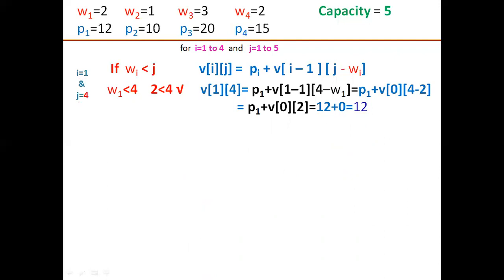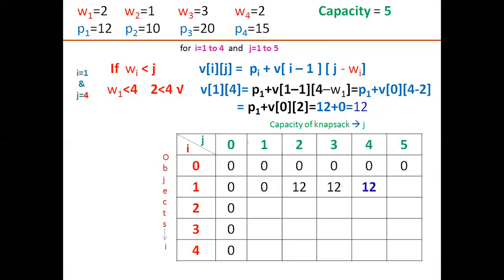So now we will go for i equal to 1, j equal to 4, capacity 4. So weight is 2, capacity is 4, 2 is less than 4. Then my current profit is Pi plus, in the previous row, column j minus Wi. So j minus Wi here is 4 minus 2, which is 2. So it is P1 plus V of 0, 2. How much is it? 12 plus V[0][2], which is 0. So 12 plus 0, again you will get 12 here.